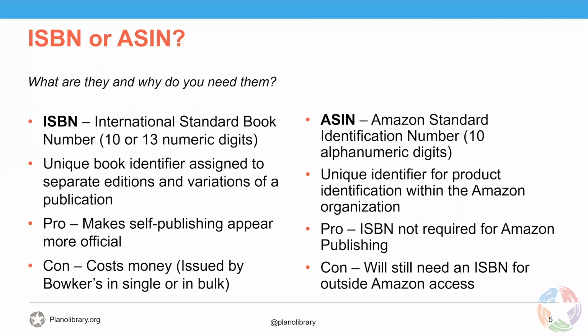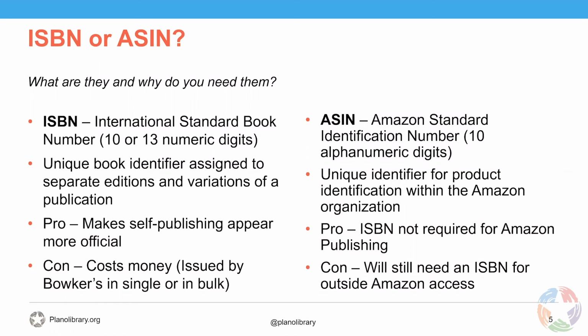A con of the ISBN, however, is that it does cost money. Bowker is the official distributor in the US of ISBN. Typically, the base cost of an ISBN is $125. However, you can buy ISBN numbers in bulk for a reduced cost.